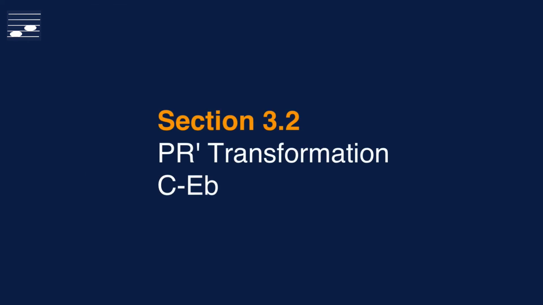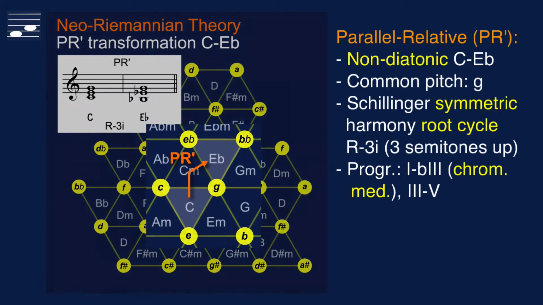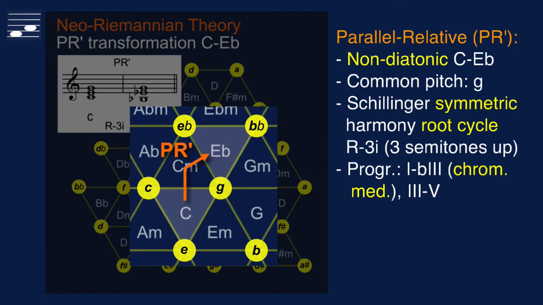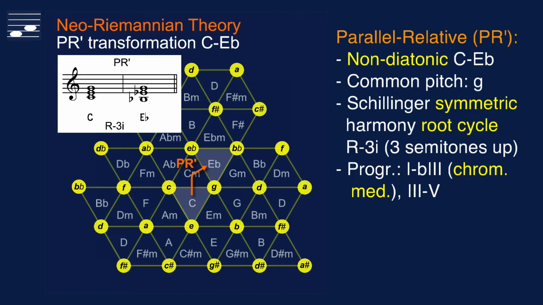The compound PR transformation brings us from C to E flat major, implying a negative and weak root movement R-3I. The common pitch is G, that is, the chordal function 5 becoming the third. Again, there is no occurrence of this chromatic mediant pair in diatonic scales.